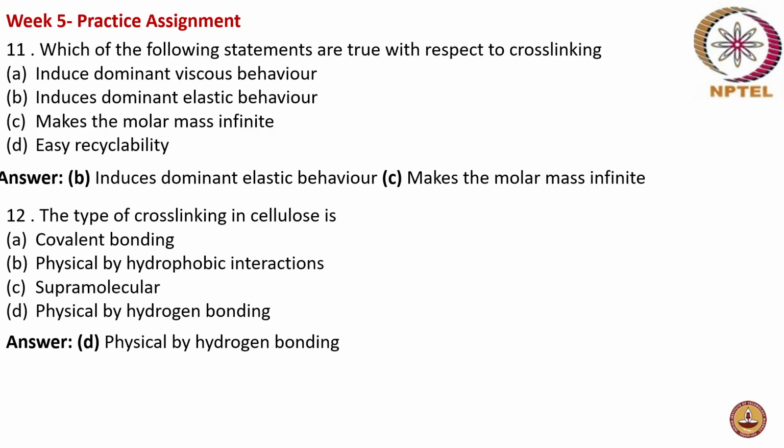So we should not imagine that only covalent cross-linking will make a very strong cross-linking. Even physical bonding through hydrogen bonding interaction can also make the cross-linking very efficient. So cellulose is a classic example of that.